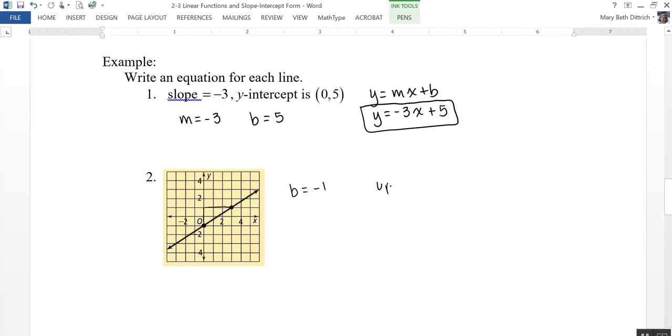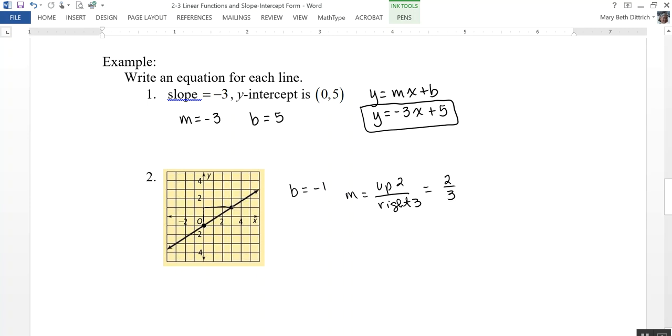So up 2 and right 3. Remember, it's the change in the y over the change in the x, and that represents a slope, m, of 2/3.